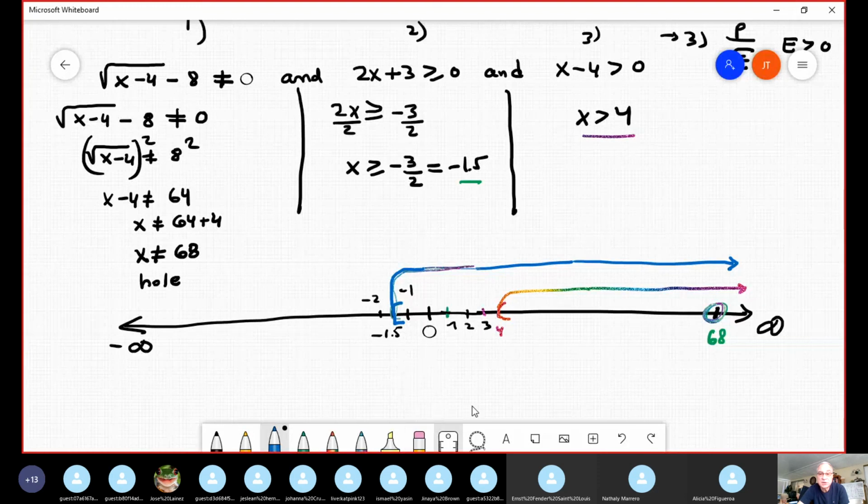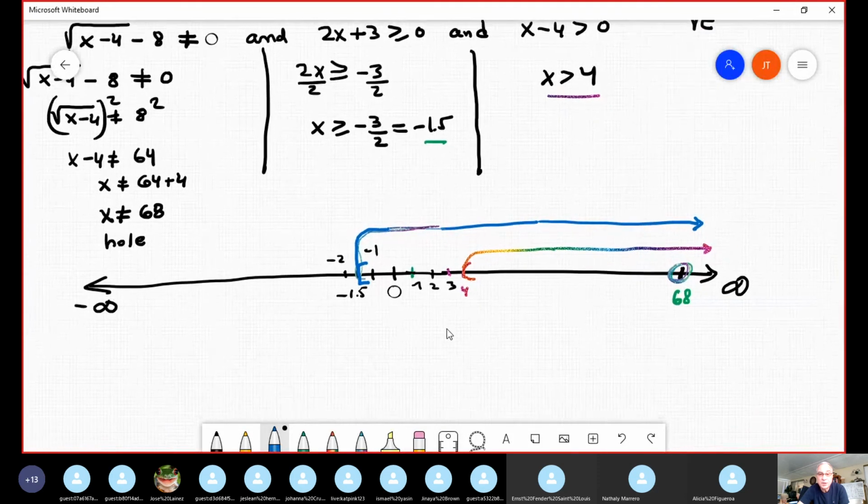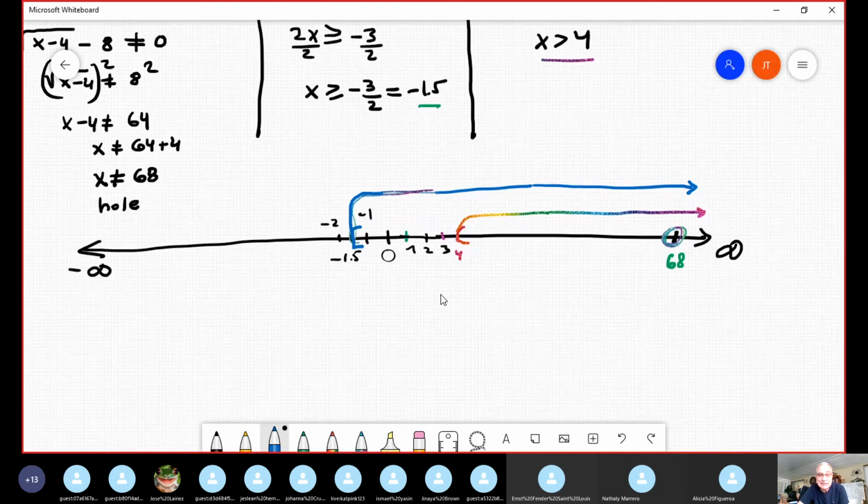So I need to intersect them. I need to find the common part. Where's the common part? 4. Okay, wait, I agree with you. It's 4, but 4 with parentheses or bracket? It's going to be a bracket. No, it's parentheses.